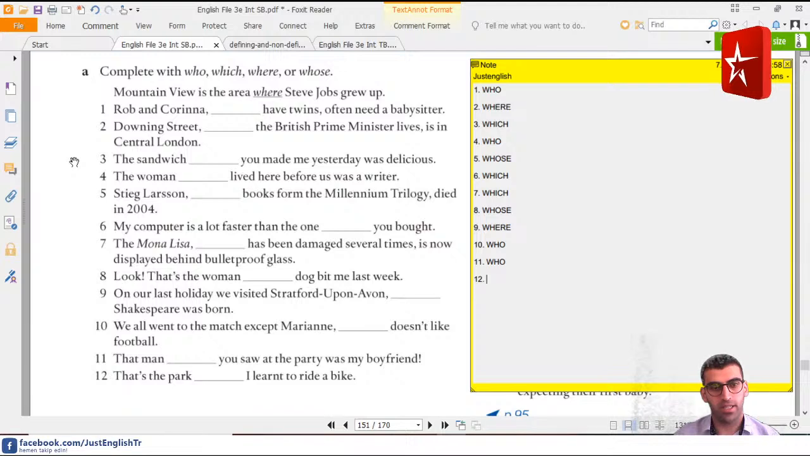That is the park. Okay. I'm looking for the answers to 12. They say who. Number 12. Where? We will see if they are correct or not.